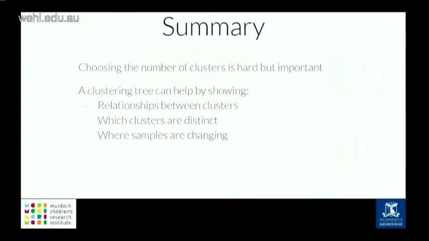So to quickly sum up, clustering is used in lots of applications and lots of different things, but choosing the number of clusters to use is a hard but important problem. I think this kind of visualization might make that process a bit easier by letting us see where the clusters are, the relationship between different clusters, which ones are really distinct, which ones change a lot, where samples are moving between different clusters, and maybe help to make that decision.